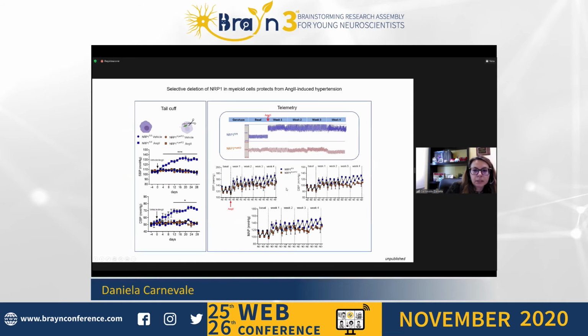But more importantly, these mice, when challenged with angiotensin II and measured for blood pressure with the tail cuff or with telemetry, are protected from the typical increase of blood pressure, as shown here in the quantitative data or in this representative recording. This is a typical hypertensive response to angiotensin II. Mice that have neuropilin-1 knockout in the myeloid lineage are protected from this effect.